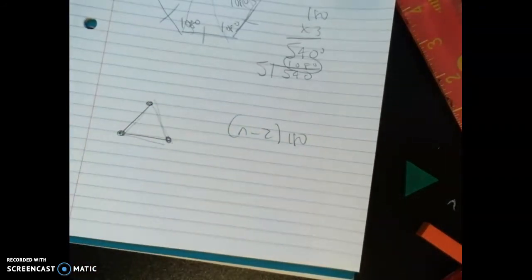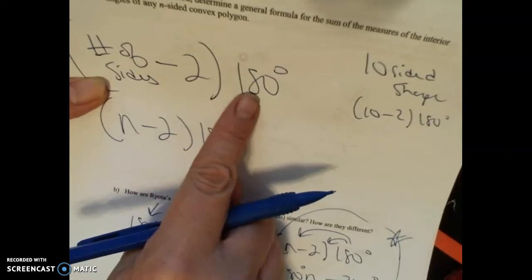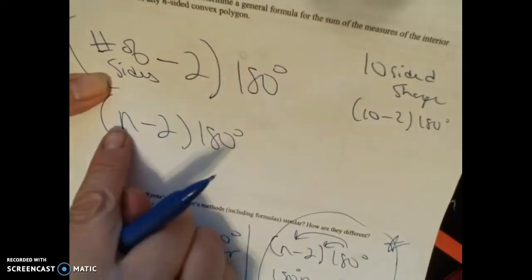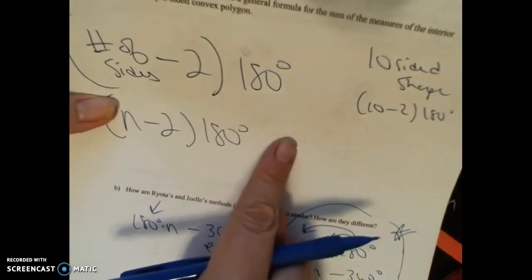All right, and then we generalized this. So we said, oh, if we take the number of sides minus 2 times 180, we get the answer. Okay, and so if n is the number of sides, we get n minus 2 times 180. So hers, there's no fix later.